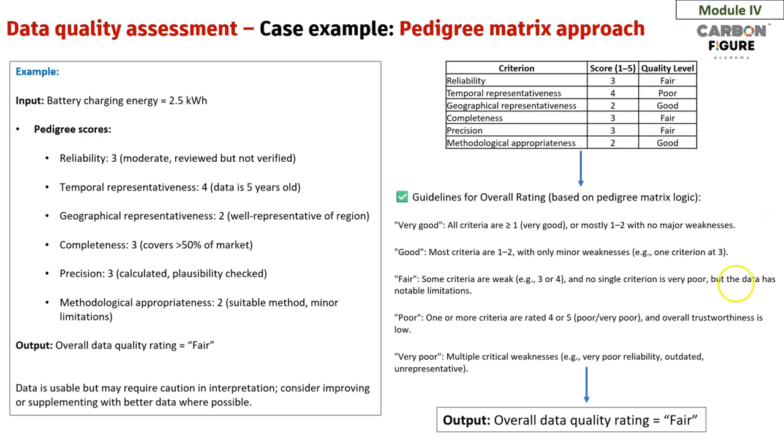So now if you notice, our given example has come up with that kind of status only. So there is no very poor. So we can see that 3 is majorly available, out of 6 criterion, 3 scored 3. So finally what they are coming to the conclusion is that the overall data quality rating is fair, right? So this is how data quality assessment is being carried out.